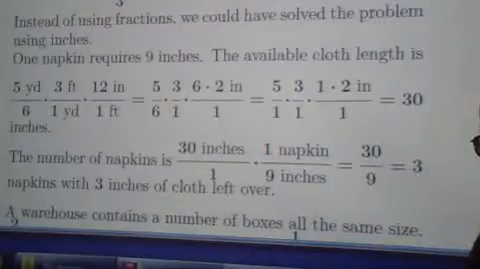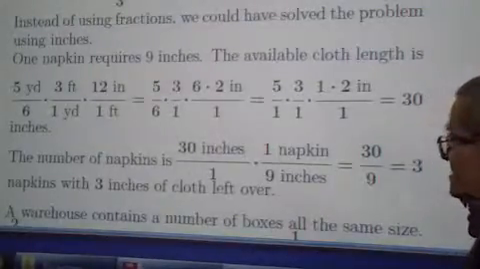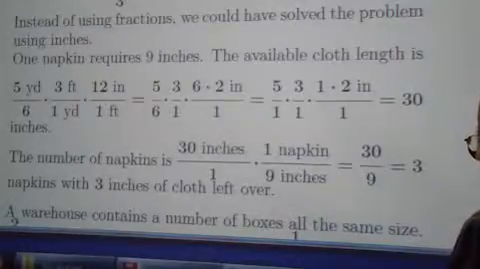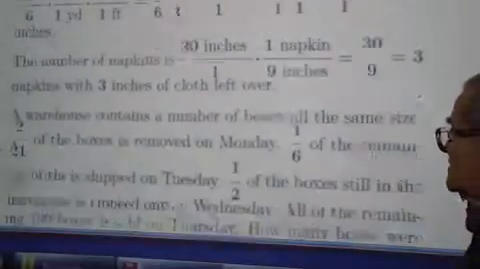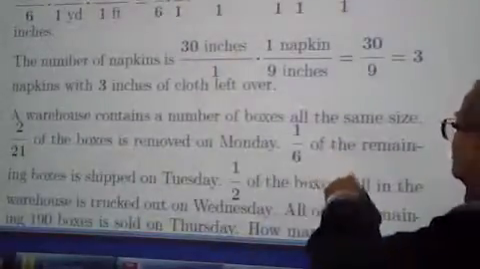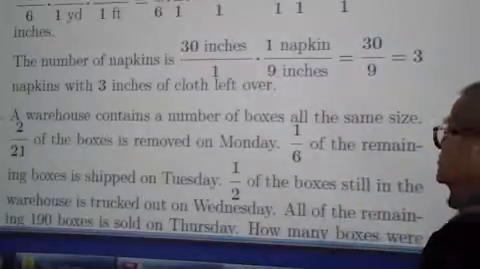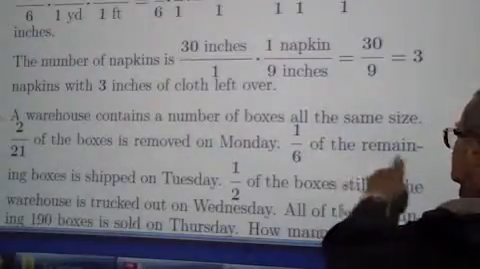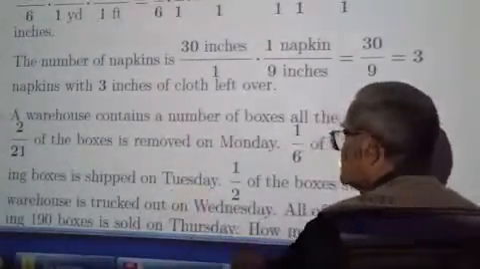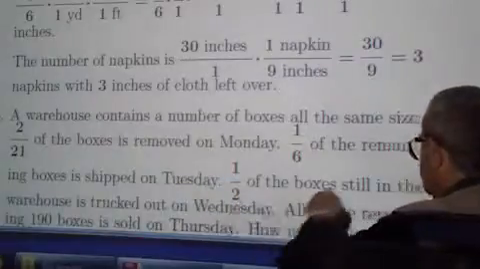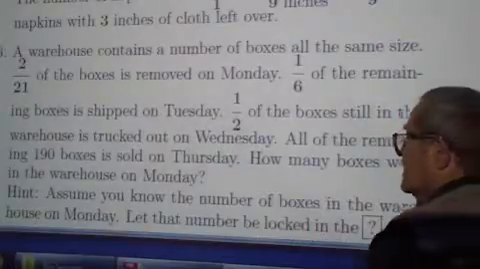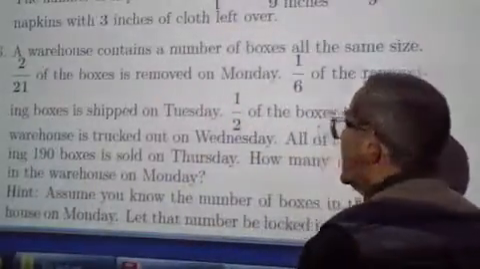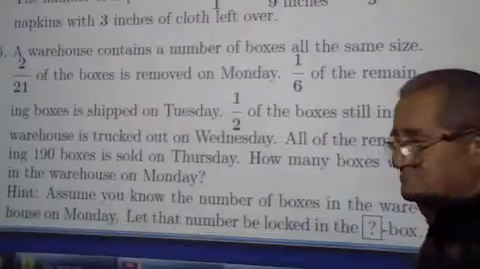I'll do number 6 now. I think number 6 was a really interesting one. If you got that right, you can really be proud of yourselves. Okay. A warehouse contains a certain number of boxes, all of the same size. 2 over 21 of these boxes are removed on Monday. 1/6 of the remaining boxes are shipped on Tuesday. 1/2 of what is left on Tuesday goes out on Wednesday. And finally, on Thursday, all of the remaining 190 boxes are sold.